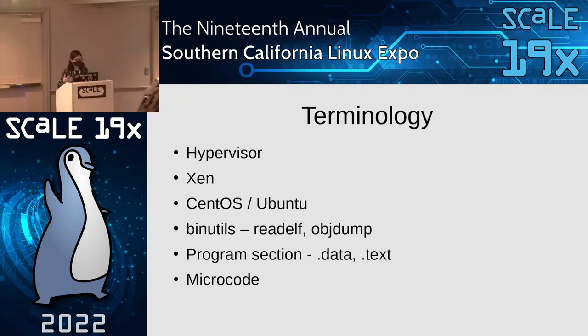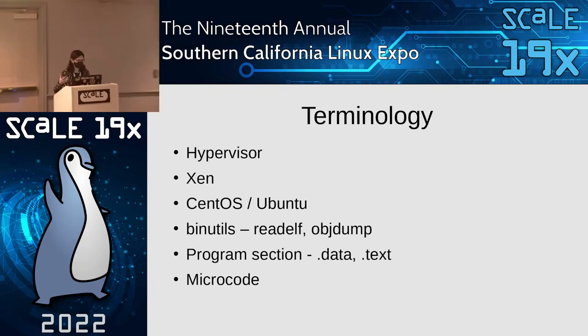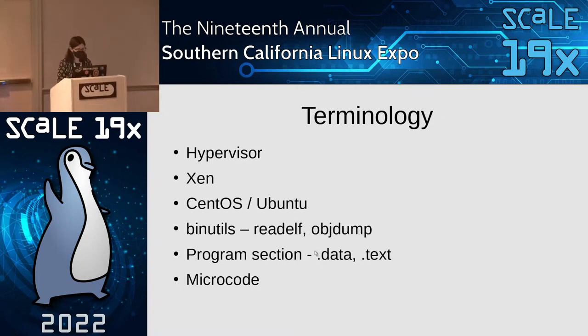binutils is a suite of utilities that includes readelf and objdump, which can be used to look at program sections. So an executable on disk will include a section for machine instructions called text, or it will include something for initialized data in the data section. With newer versions of GCC, there are also compiler options, -fdata-sections and -ffunction-sections, which allow your functions and your data to go into their own sections, which happens to be handy while you're building live patches.